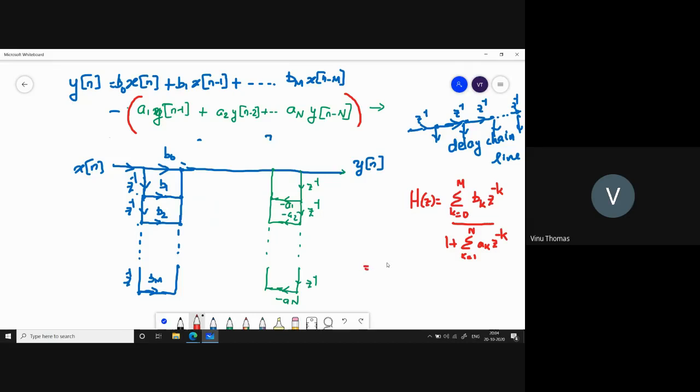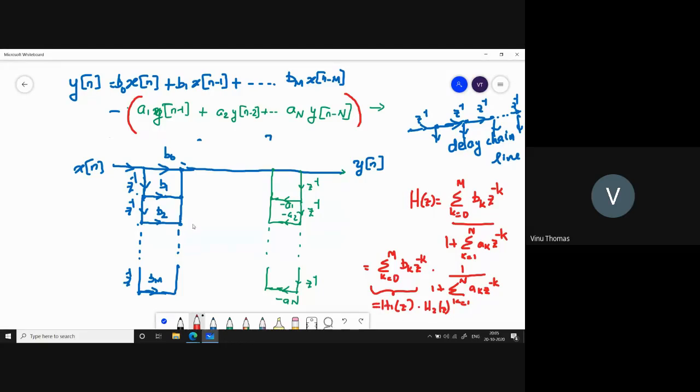This you can write as sigma k equal to 0 to m, b_k z raised to minus k, into 1 by 1 plus sigma k equal to 1 to n, a_k z raised to minus k. Let me call this H1(z) and this second term H2(z). So this is H1(z) into H2(z), right?